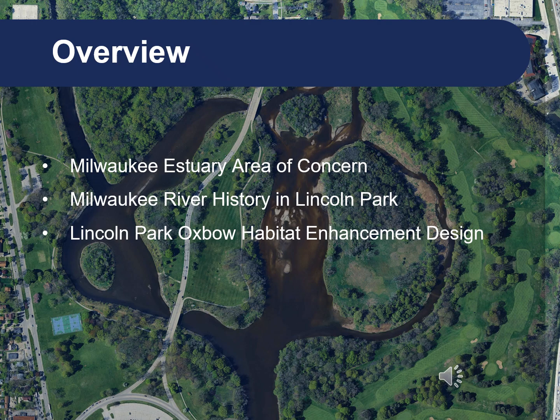This project is part of a larger effort to restore the Milwaukee Estuary Area of Concern. So I'm going to start with a little background on that program and then share a little history so you understand why the river through Lincoln Park is so unique. And then I'll talk a bit more about some of the specific habitat improvements that we're proposing.